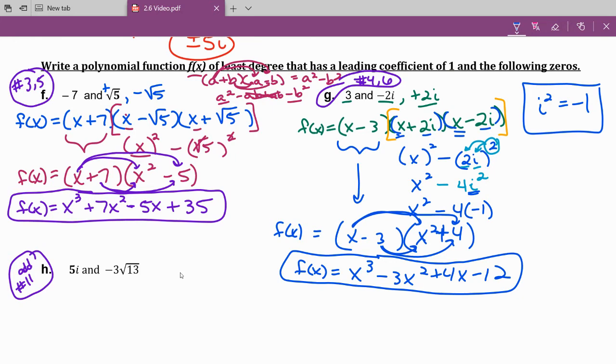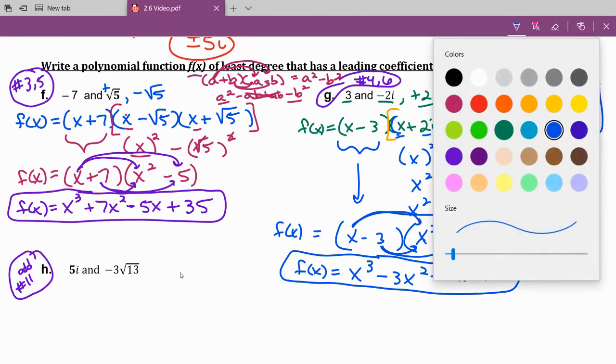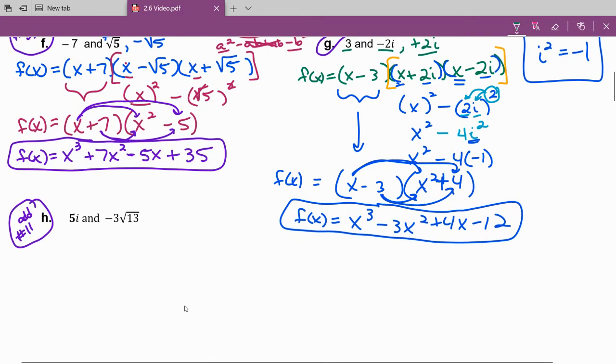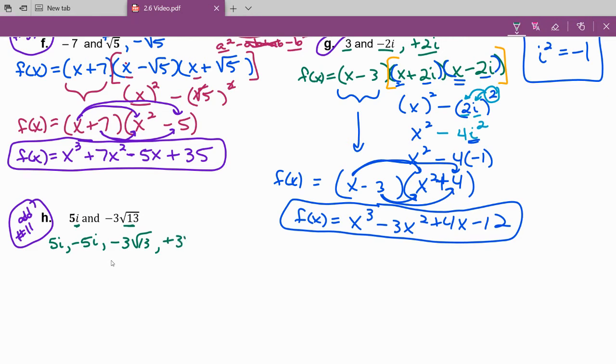All right, so the next one is a fun one. The next one has not only a complex root, but it also has an irrational root, which actually means that both of them have conjugates. So you have a root of positive 5i, but you also have a root of negative 5i because you cannot have one without the other. If you're given a root of -3 square root of 13, then there must be another root of positive 3 square root of 13. So there are actually 4 roots in this polynomial, or f of x.